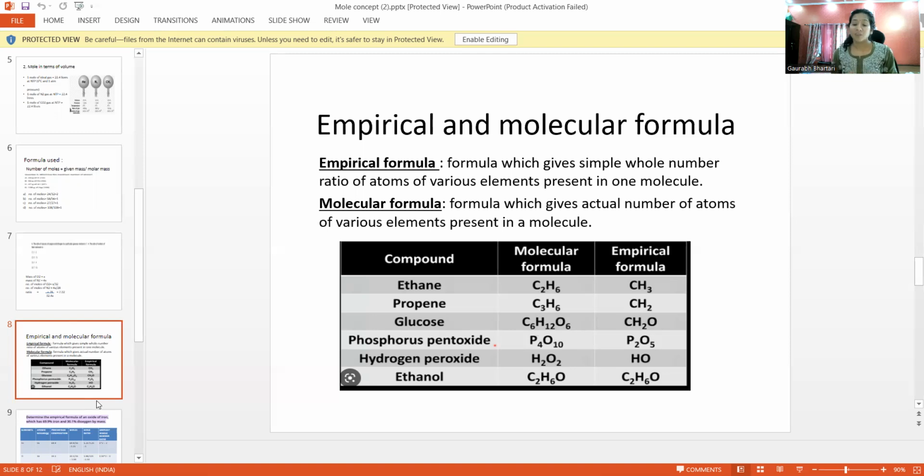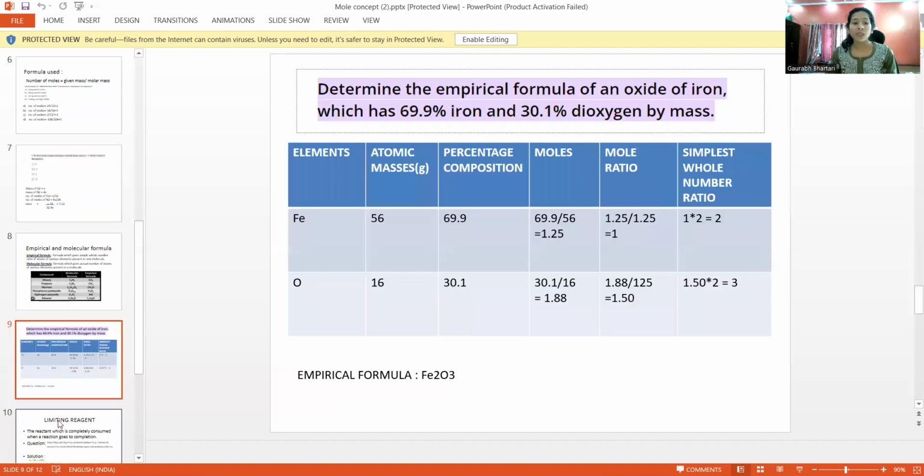For example, we have ethanol. Now the molecular formula of ethanol is C2H6O, while the empirical formula of ethanol is also C2H6O, because it is the most basic number of atoms that this particular molecular formula could contain. While in the case of ethane, the molecular formula is C2H6, while the empirical formula is CH3. So this is the difference between the empirical and the molecular formula. The empirical formula is the simplest whole number ratio, while the molecular formula is the actual whole number ratio of atoms.